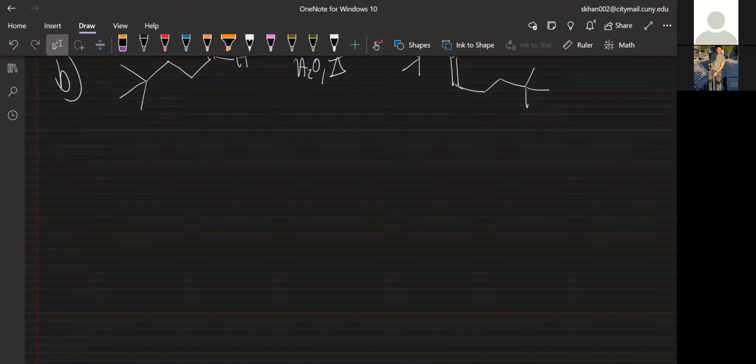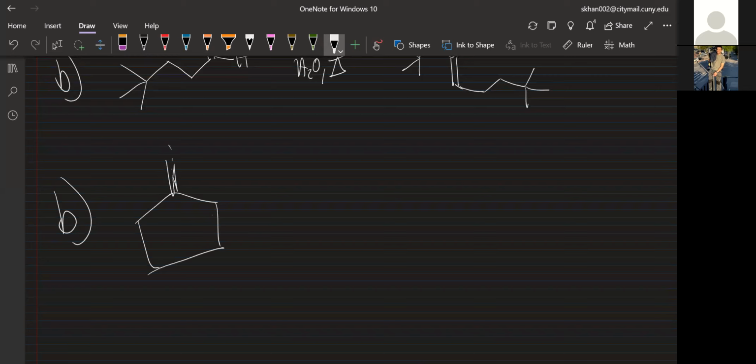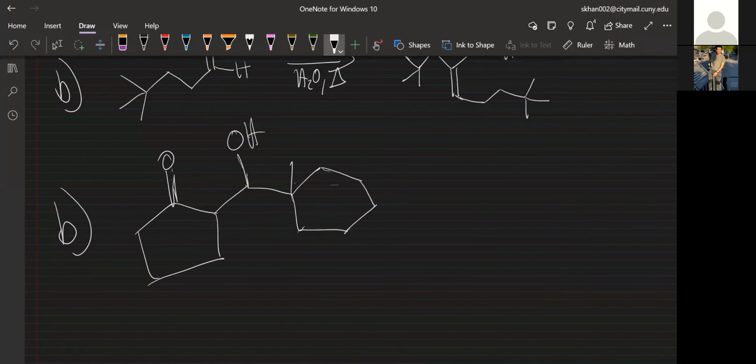Let's start with B. So it asks you that this is a final aldol addition product or aldol condensation product, and it wants you to give possible starting materials that you can use to create those. So we're going backwards, but it's a good exercise for this stuff. It's a horribly drawn cyclohexyl ring, but maybe you guys will let it slide.